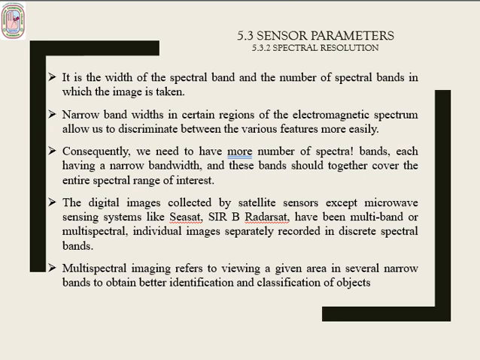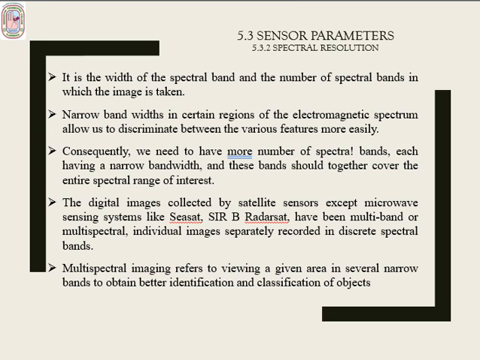We know in hyperspectral imaging, within the near infrared band we take hundreds and thousands of narrow band data, so that we can distinguish various features more easily. Consequently, we need to have a larger number of spectral bands, each having a narrow bandwidth, and these bands should together cover the entire spectral range of interest. The digital images collected by satellite sensors, except microwave sensing systems like RISAT, RadarSat, these are some Indian satellites, have been multi-band or multispectral, with individual images separately recorded in discrete spectral bands.